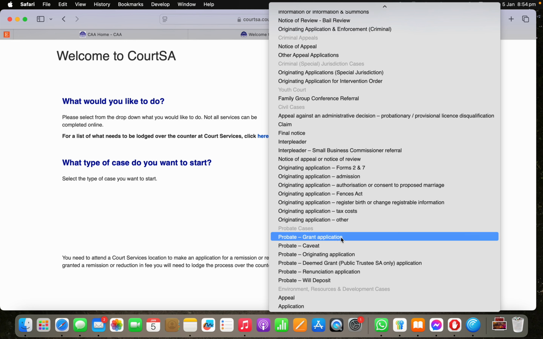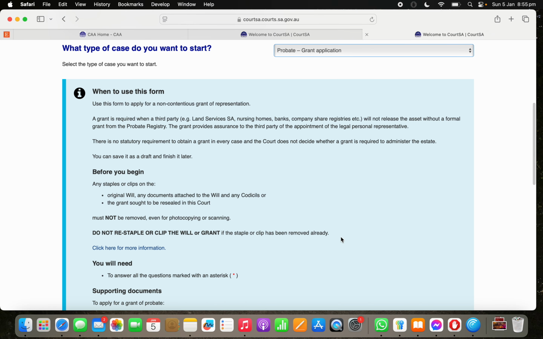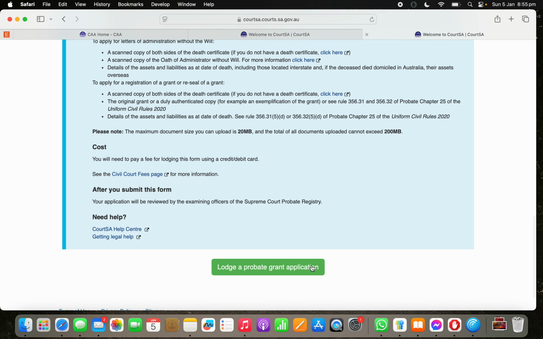And we're going to follow through on the probate grant application, but there are a bunch of other options there as well. The other areas that the probate registry deals with, as I spoke about in one of my previous videos. So if we click on grant application, you find one of these big blue information boxes. So I encourage you to read that. And then we click lodge a probate grant application.